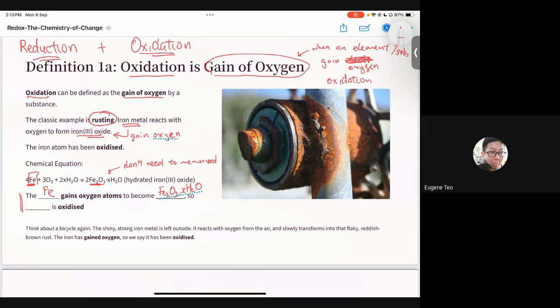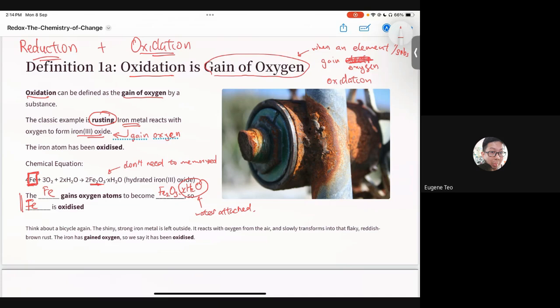Fe2O3.XH2O. This XH2O just means water attached to it. The key idea here is that the Fe became Fe2O3. The water is there because it's part of the hydrated part. Hence, we say that iron Fe is oxidized. So Fe gains oxygen atoms to become Fe2O3, that's why Fe is oxidized. Realize I write the chemical symbol of the thing that has been oxidized. We're going to go through a few more examples later on, and you'll get a sense of this statement a bit more.